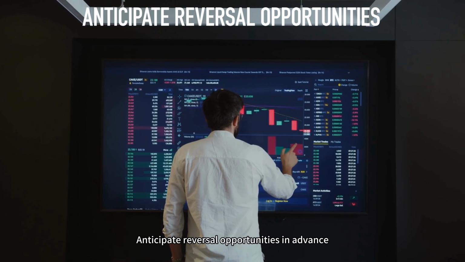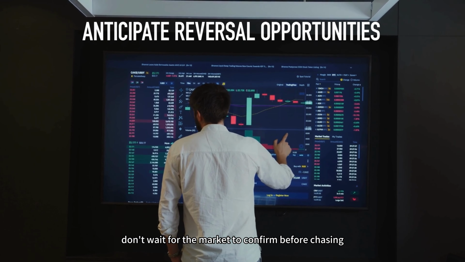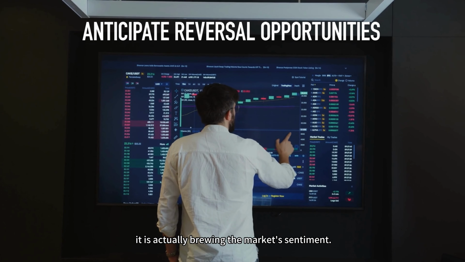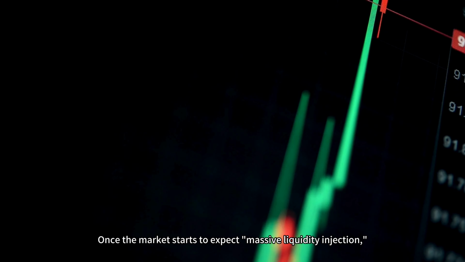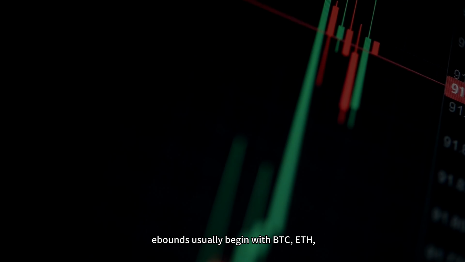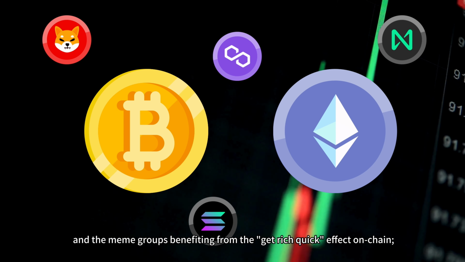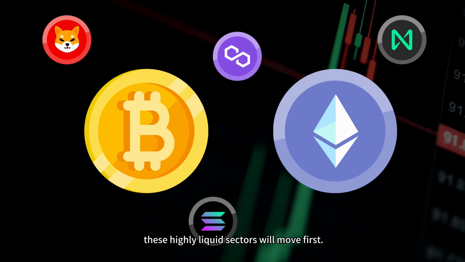Anticipate reversal opportunities in advance. Don't wait for the market to confirm before chasing. Each time policy fluctuates, it is actually improving market sentiment. Once the market starts to expect massive liquidity injection, rebounds usually begin with Bitcoin, ETH, and the meme groups benefiting from the get-rich-quick effect on-chain. These highly liquid sectors will move first.